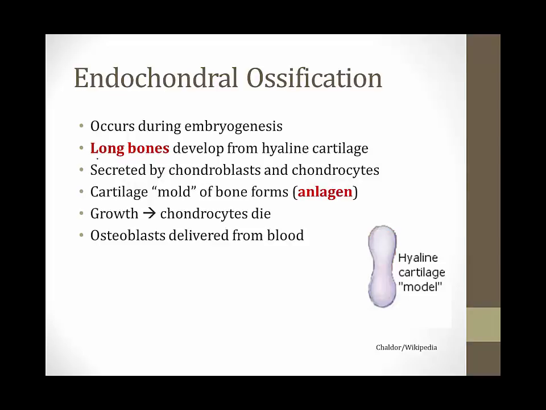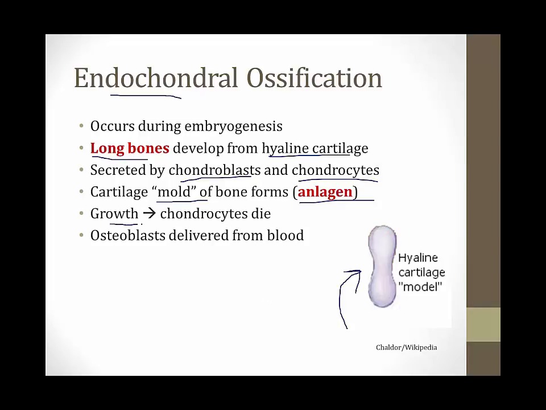This is the process by which our long bones form. They develop from hyaline cartilage that is secreted in utero from chondroblasts and chondrocytes. That's why it's called endochondral ossification. The way the bones are made is that a cartilage mold is first formed. These cartilage molds of our bones are called anlagen. For example, a long bone might start looking like a cartilage mold like this one on the screen here.